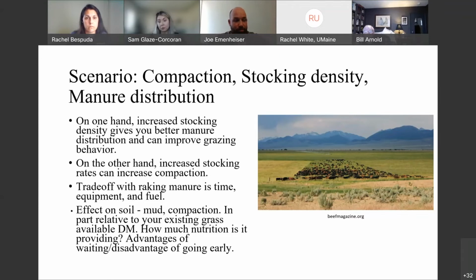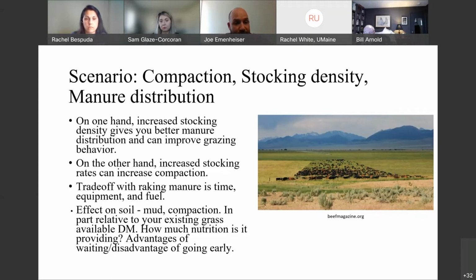Understanding some of the pluses and minuses of stocking density is going to be pretty key to affecting the plants and eventually the soils. And so on one hand, increasing stocking density gives you better manure distribution. Animals are great manure spreaders that don't require a lot of fossil fuels to do that. And it can improve grazing behavior because there's less opportunity for selection, or there's more trampling of the forages that aren't desired, and so forth.